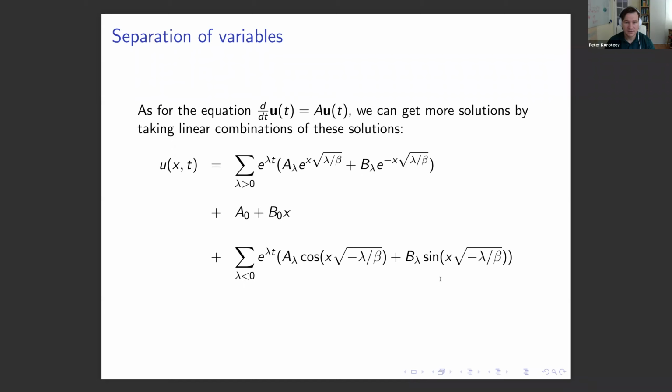So for the equation d over dt u of t equals A u of t, we can get more solutions by taking linear combinations of those. So if you take all the above solutions and add them together, it would still solve the vector equation.